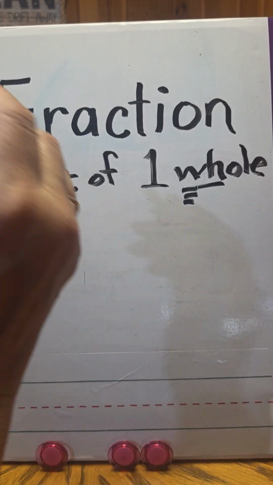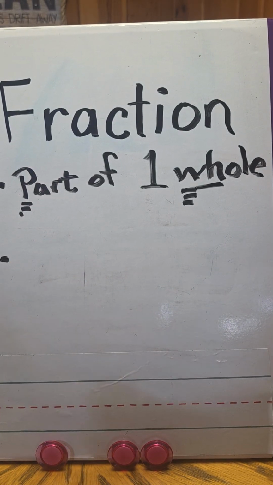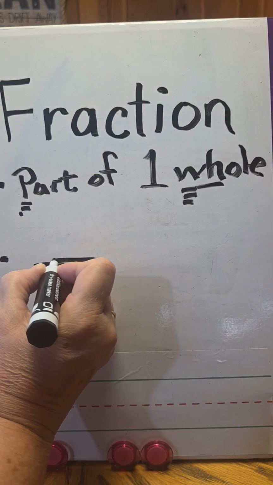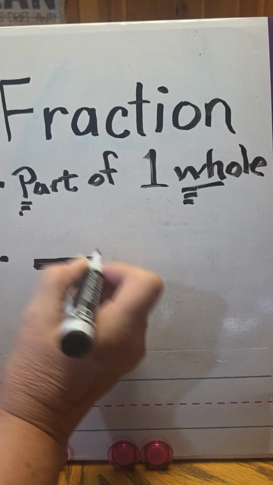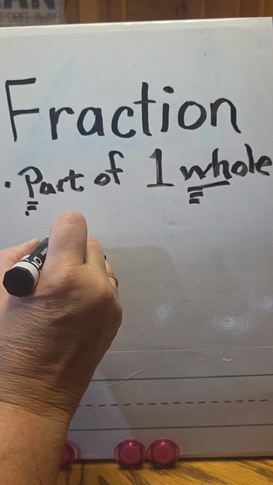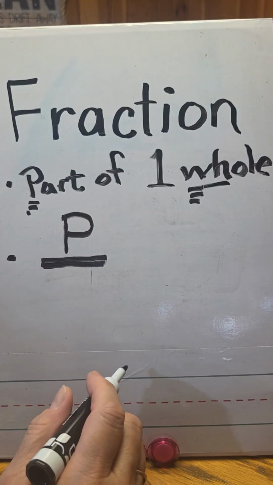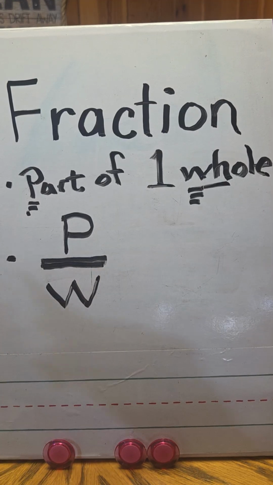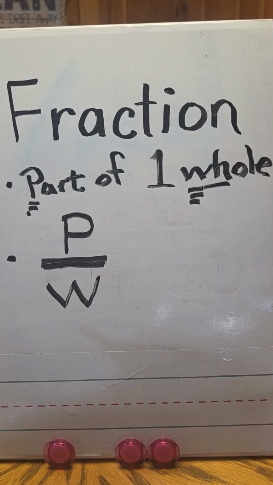A fraction, you read it from top to bottom. You can read it like a sentence. It has a line in the middle. They call this a fraction bar. What do they call it? Fraction bar. I'm going to put the P on the top. That means the parts go at the top. I'm going to put the W down here. That means the whole thing. That number goes on the bottom.